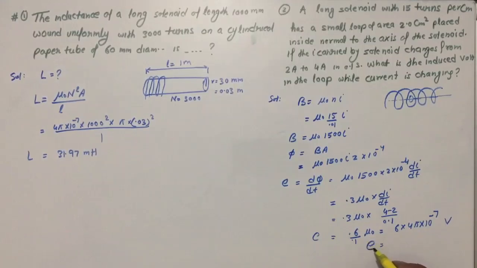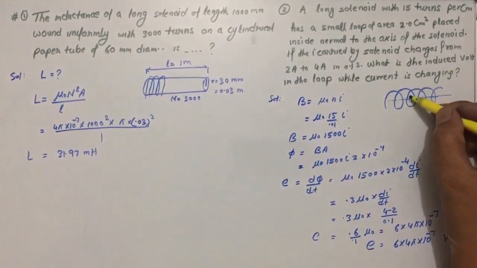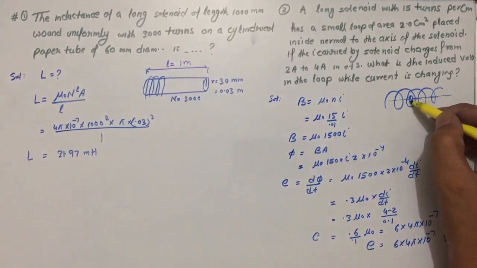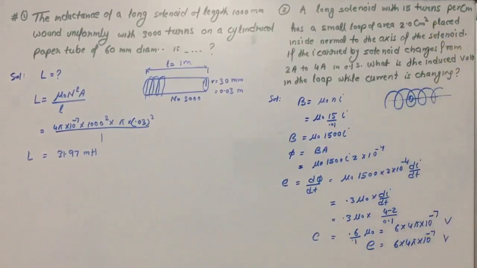So this is the EMF that is induced in the coil that is placed at the normal to the axis of area 2 centimeter square inside the solenoid. So this is the final answer.